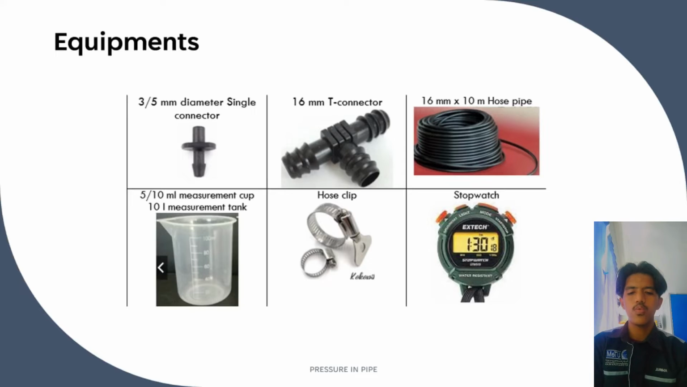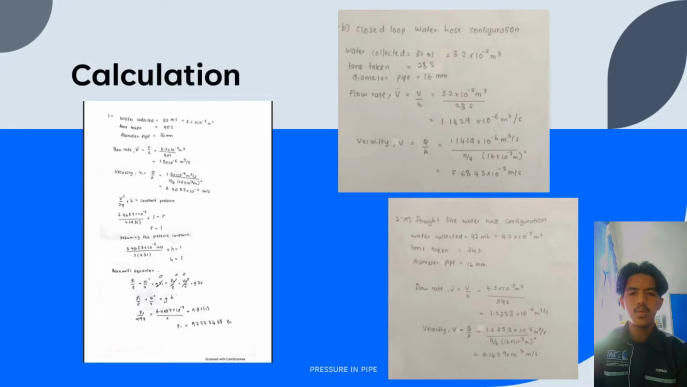So based on figure 1, we need to measure the maximum flow rate and velocity, then continue to measure the maximum water height, and lastly calculate the maximum pressure in the pipe based on the Bernoulli equation.